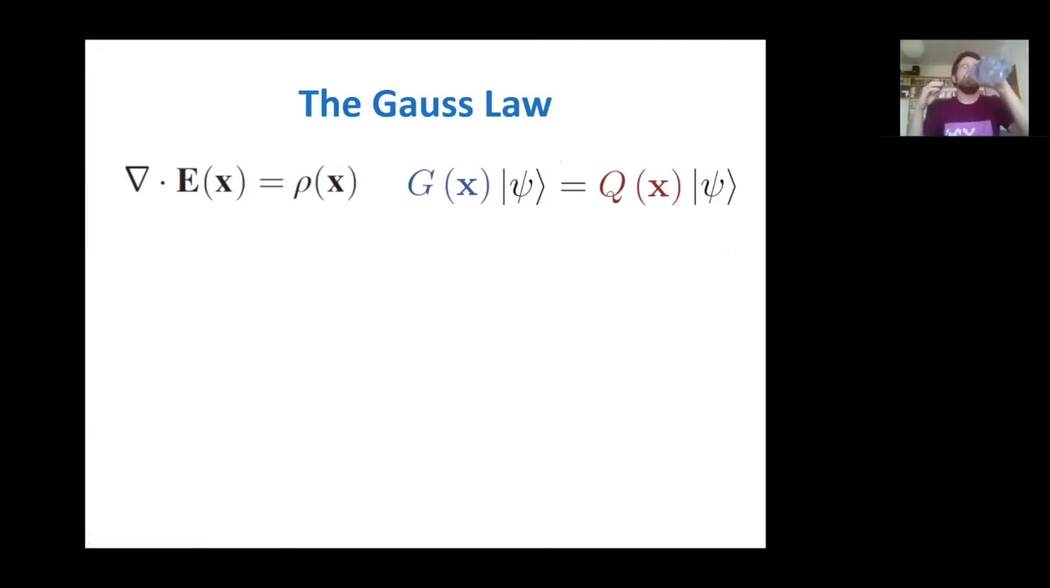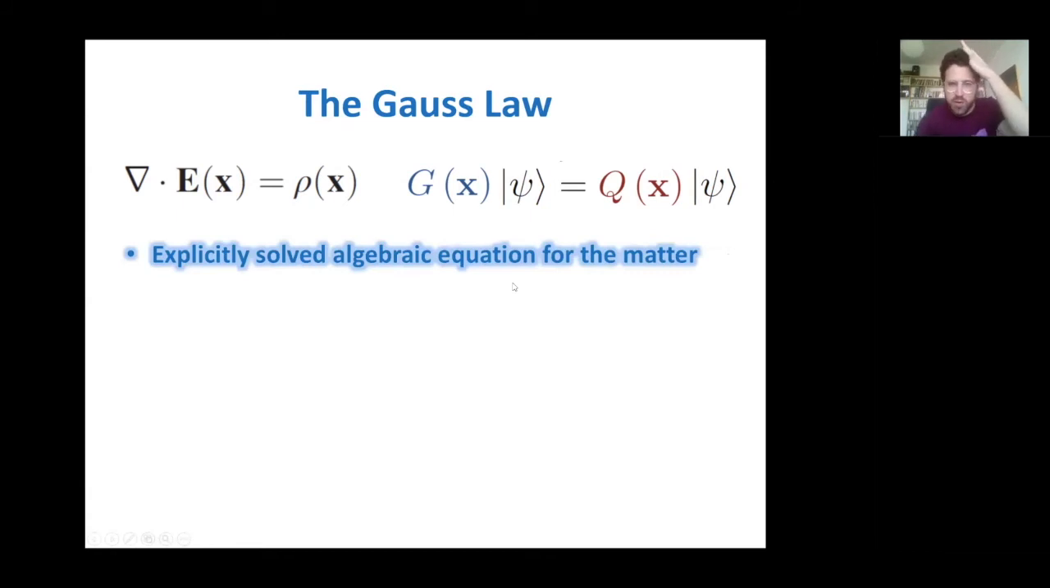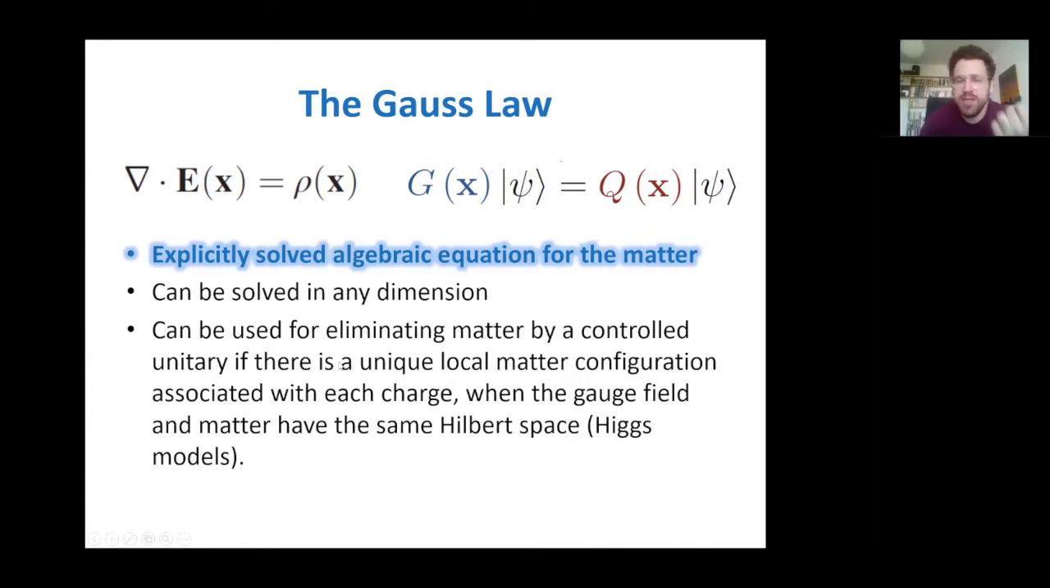So what all this has to do with the Gauss law, which we know from the continuum in this form of divergence E equals rho, and here we have this lattice quantum version, which relates G and Q. While this is a differential equation for the electric field, or difference equation on the lattice, it is an explicitly solved algebraic equation for the matter. So you see, if I want to solve it for the electric field, I will have to invert this divergence somehow, which I can do non-locally in 1D, but it's a problem in more dimensions. On the other hand, we have explicitly a solution for the charge in terms of the electric field. We don't need to do anything to this equation if this is what we're looking for. This can be solved in any dimension. And as we saw now, we can exploit it in order to eliminate the matter with such local controlled unitaries.